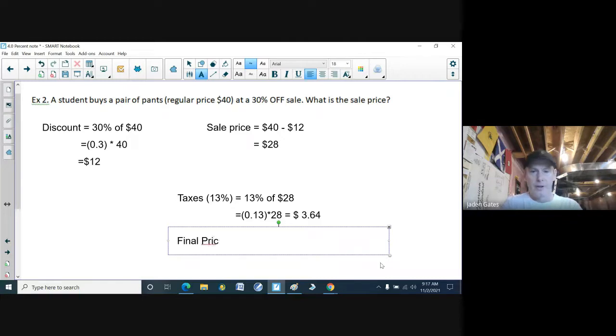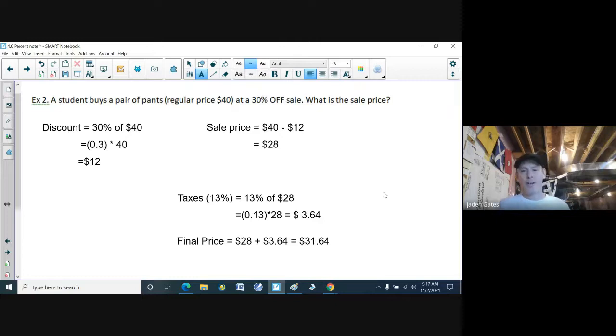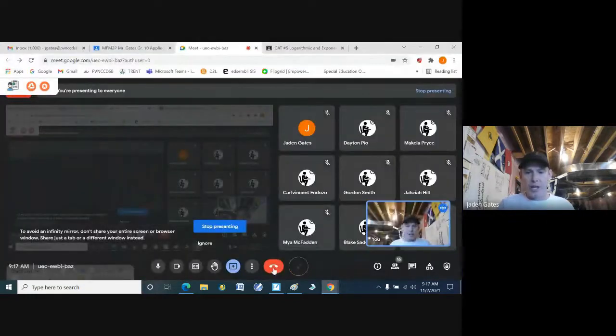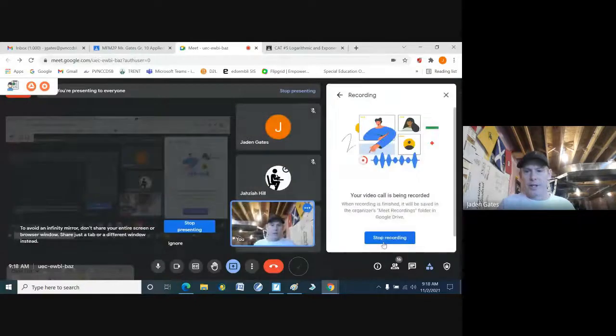And so the actual final price of this pair of pants is we have our $28. That's the price that we're going to pay for this pair of pants, but we still have to pay the taxes, which is our $3.64. So the final price of our pair of pants would be $31.64. So they'd probably round up to 65 unless you use your debit card. But there again is our first start off with financial math. And again, we need percentages because it's everywhere in financial math.